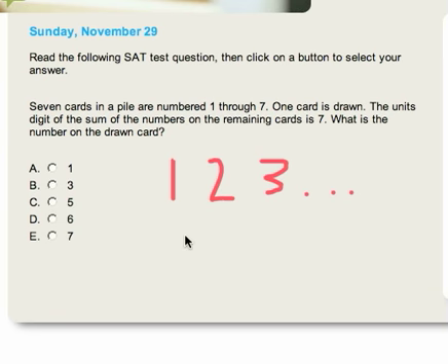All right, so we know we've got these 7 cards. 1 card is drawn, so they're going to take 1 card away. Now this is where it gets a little weird. They say the units digit of the sum of the numbers on the remaining cards is 7. So first of all, remaining cards. Every word is important. They're talking about the cards that are left over, right, the leftover cards.